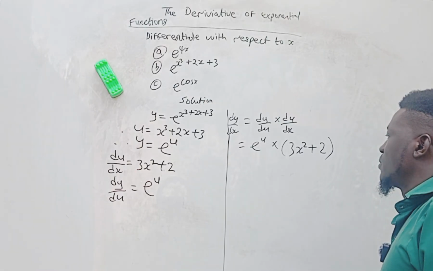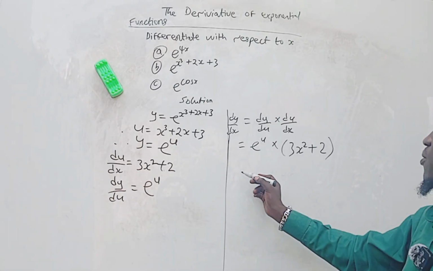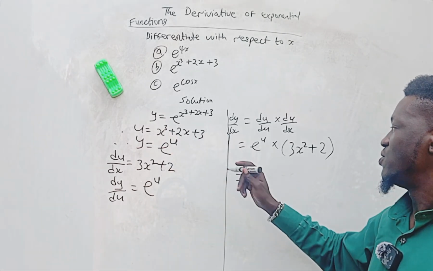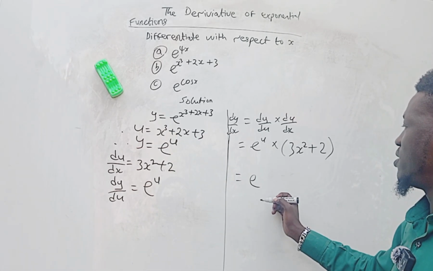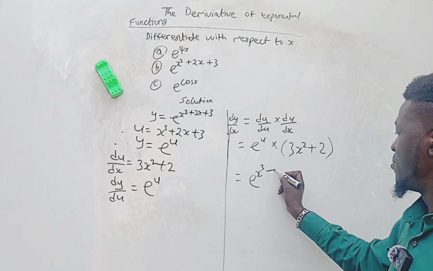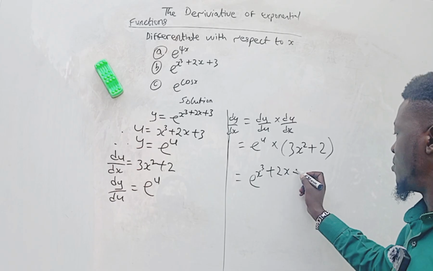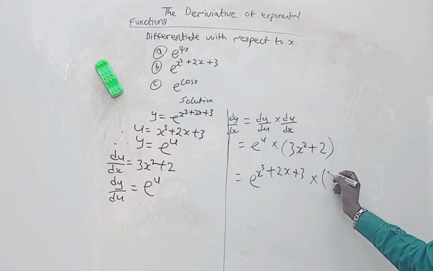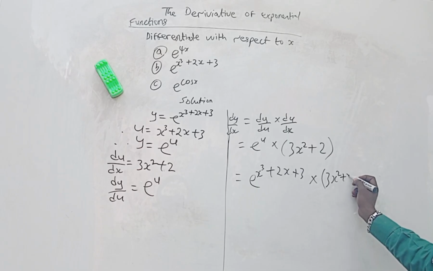Remember, our u from the initial equation is s raised to power 3 plus 2s plus 3. So this times 3s squared plus 2.